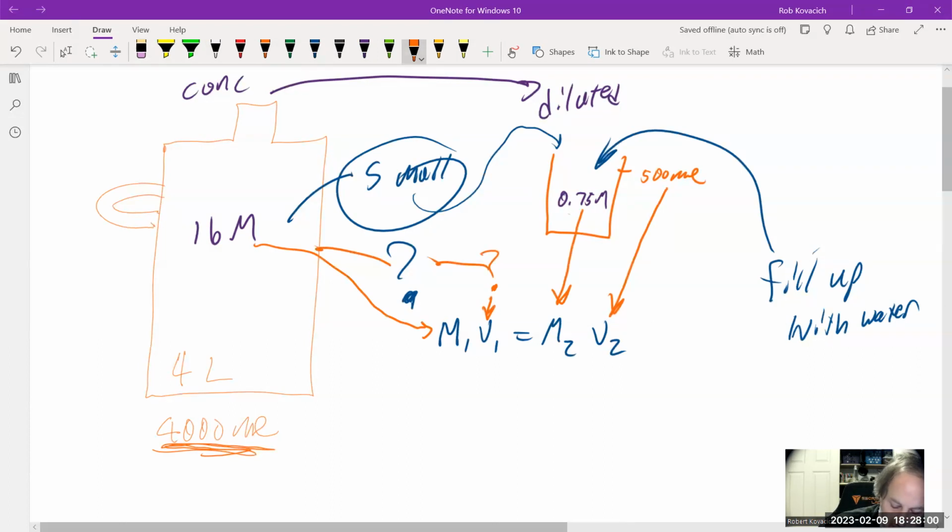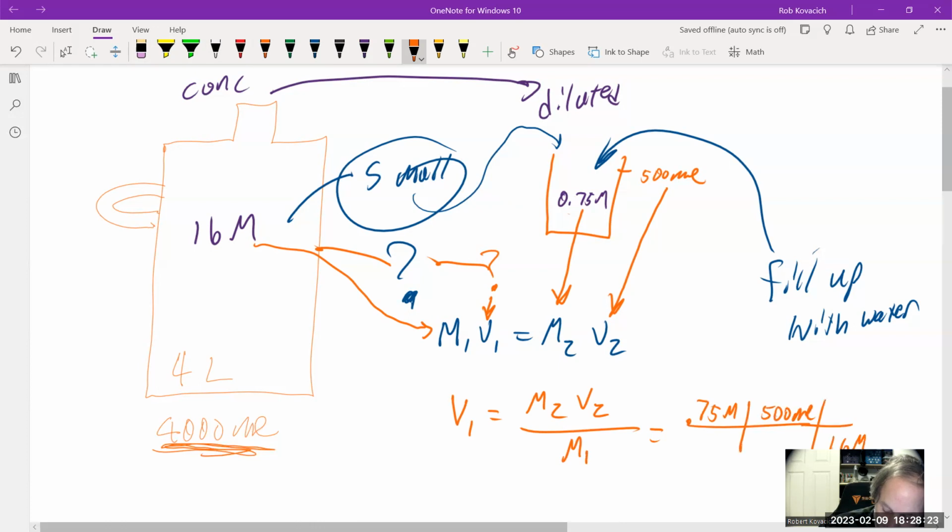So then I'm just going to rearrange this and say volume is going to be equal to the concentration I want times the volume I want divided by the concentration I have. So that's going to be 0.75 molar, and then it's going to be 500 milliliters, and then the concentration I have is 16 molar. So what that allows me to do is now I can cancel out the M's. And then the only thing I've got left for units is milliliters.